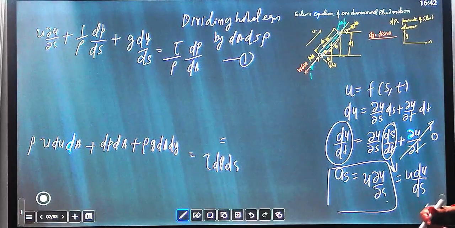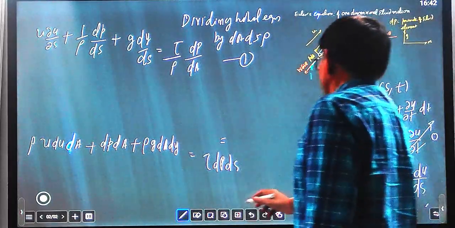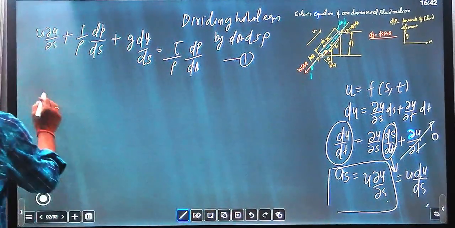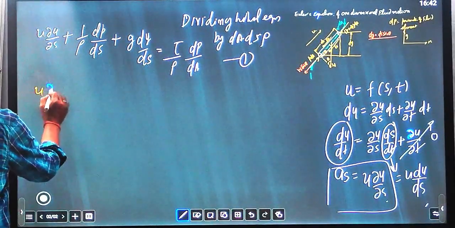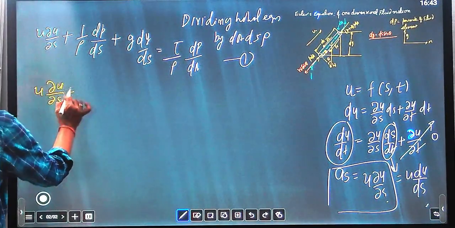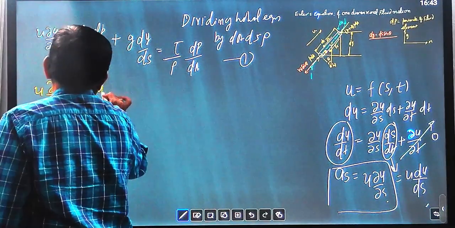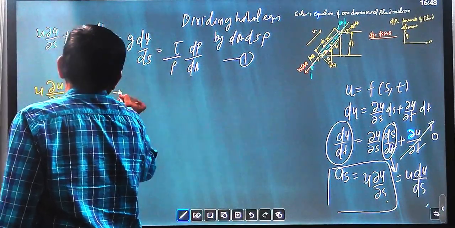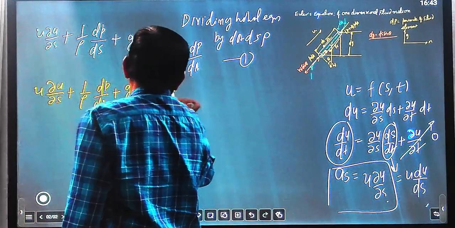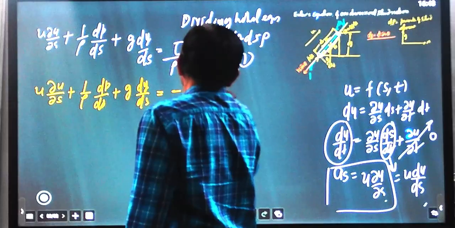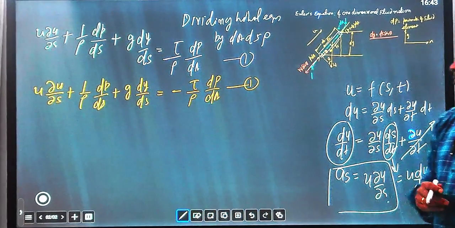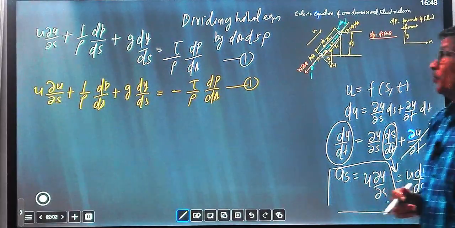So now there are different terms in this equation. Now writing properly again in proper format. Once again I write u del u over del s plus 1 by rho del p over del s plus g dy by ds equal to minus tau upon rho dp over dA. This is the final equation, Euler's equation of force.